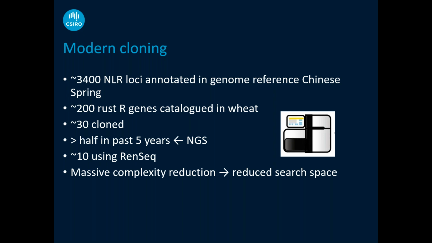So in the wheat genome, there are around 3,400 NLR loci that have been annotated. Most of these are probably pseudogenized, but anyway, 200 rust resistance genes have been cataloged in wheat, but only around 30 or so have been cloned. And more than half of these have been cloned in the past 5 years, owing to advances in sequencing technology. And around 10 of these have actually been cloned using some form of RenSeq. And this is able to provide massive complexity reduction, which reduces the search space for a gene candidate.